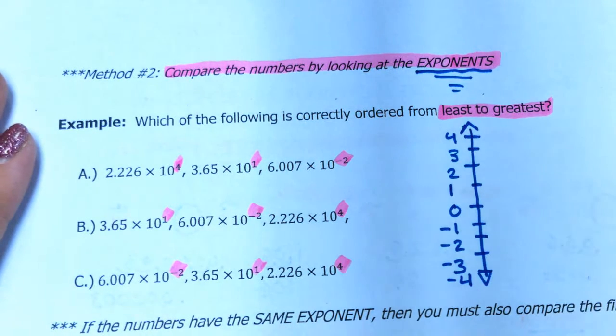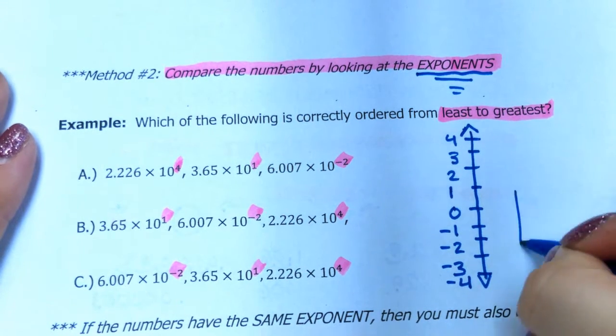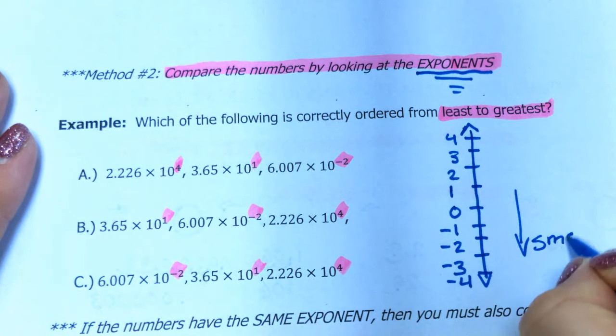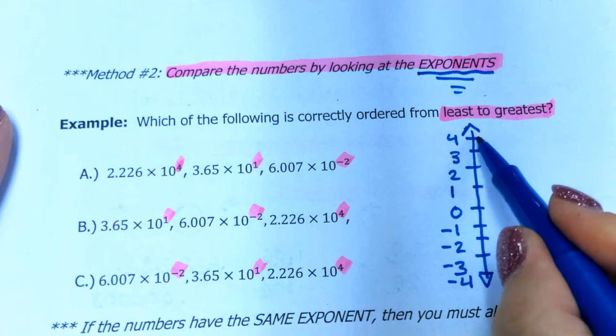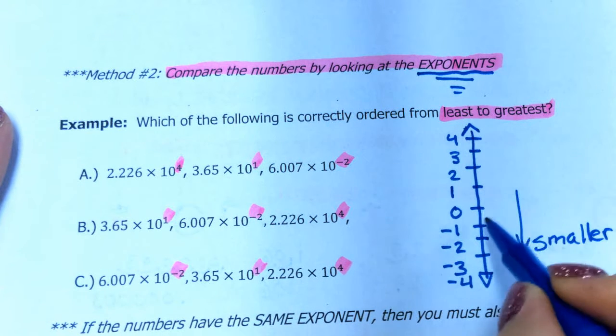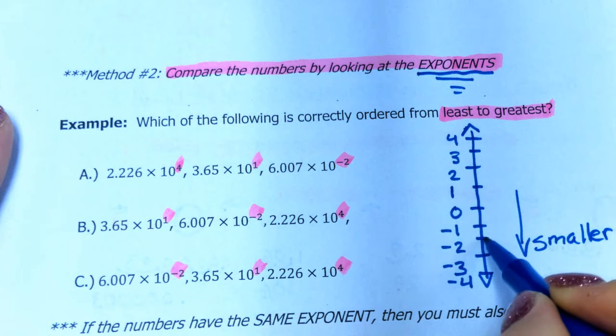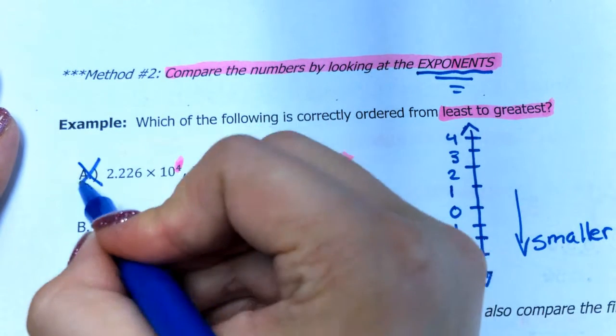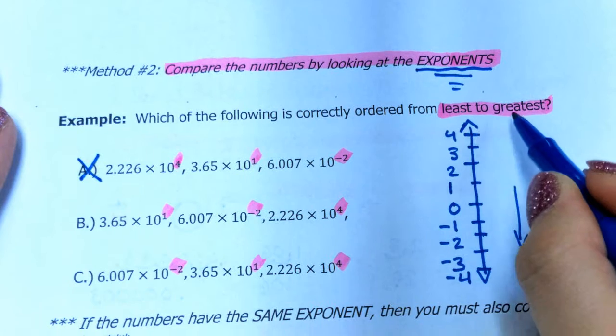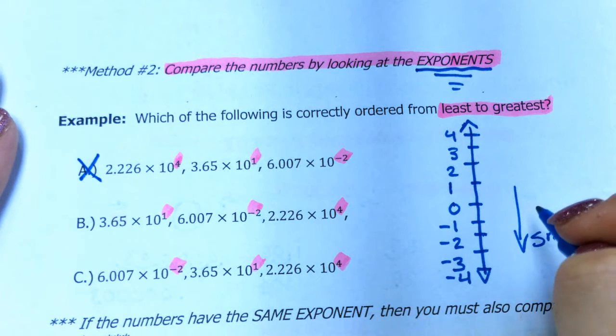Alright, so this is our vertical number line. Remember, we get smaller as you go down. So if I start here, I'm at 4, and then I'm at 1, and then I'm at negative 2. I'm decreasing. I'm going from big to small here. So that is not ordered from least to greatest. That's ordered greatest to least.